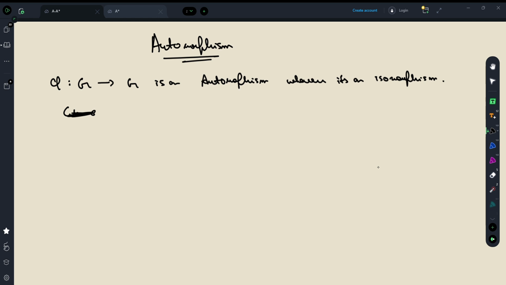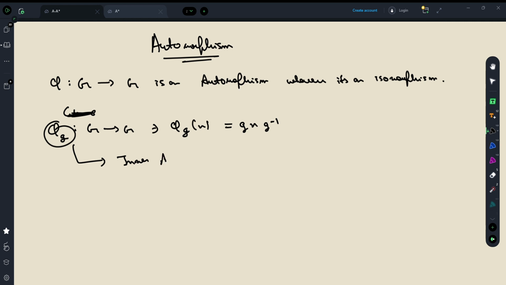Okay, first let me say there is one very important automorphism which is called the inner automorphism. We denote it as phi subscript g from G to G, such that the image of any element x in G under phi g is g x g inverse. So this automorphism is called the inner automorphism on G induced by small g.